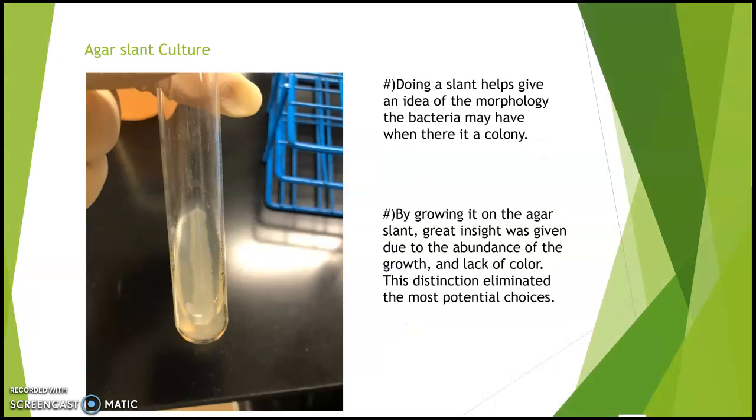My next test was the agar slant. By doing the slant, it would help give an idea of what the morphology of the bacteria is like in a colony form. By doing this, it gave great insight due to the abundance of growth and lack of color, meaning it's very distinguishable against other bacterium that do appear to have color.